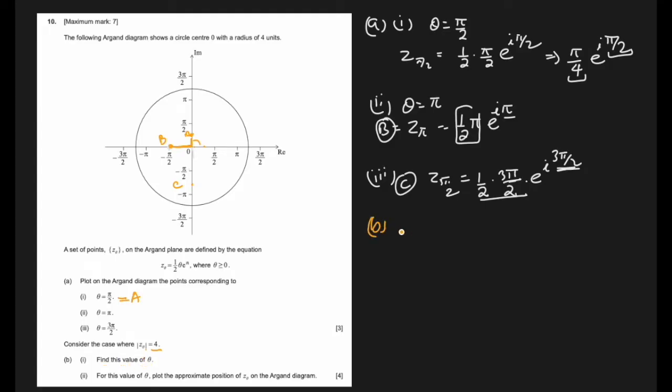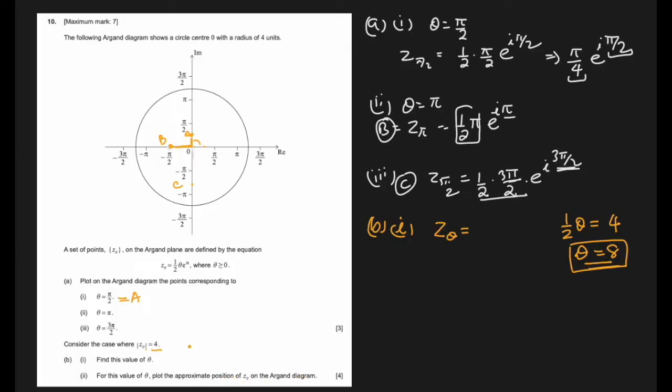So we can write B. Number 1. Okay, z theta, the modulus, which is here. So half theta is equal to 4, right? That means theta is equal to 8, right? So they're saying find the value of theta. Okay, the value of theta is 8. For this value of theta, plot the approximate position of z theta on the Argand diagram.